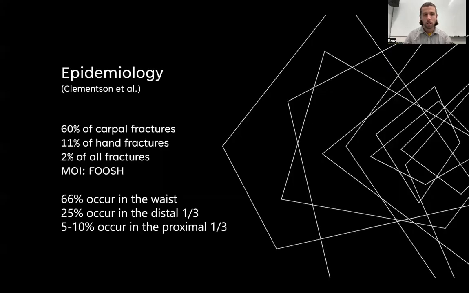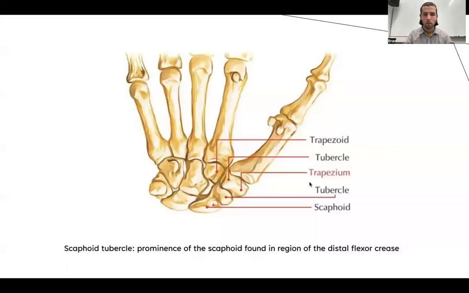So just some statistics on scaphoid fractures. They account for 60% of all carpal fractures, 11% of hand fractures, 2% of all fractures. And the mechanism of injury is usually a fall on an outstretched hand. And then there's some different percentages on where they occur in the scaphoid bone, which we'll get to a little bit later.